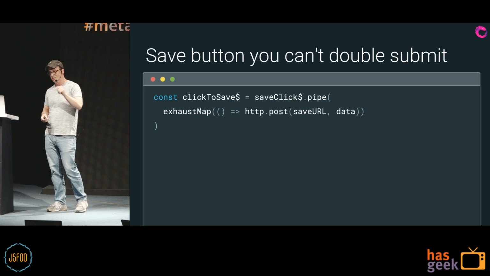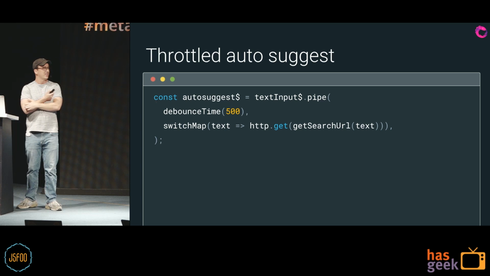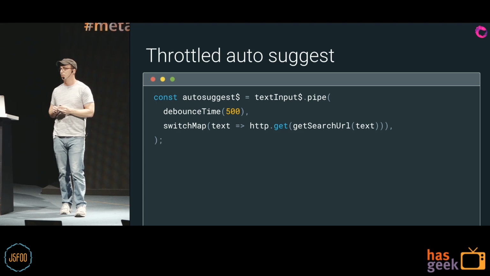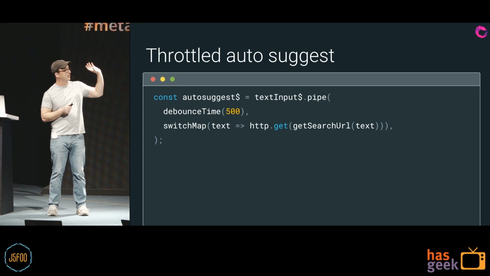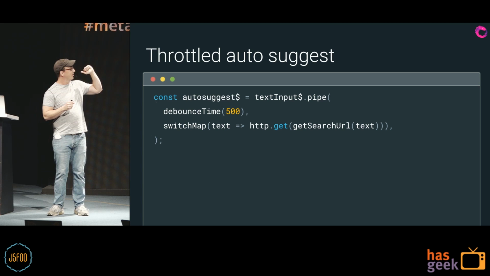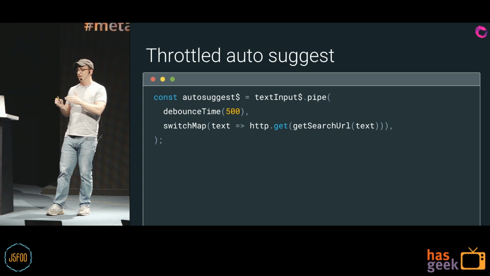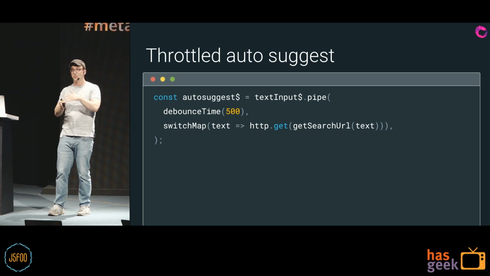So throttled auto suggest. This is another one that's called autocomplete or look ahead search or something like that. This is a kind of an idiomatic example in Rx. There's a lot of demos and tutorials that show this. But what you have is an observable of text inputs. So these are changes to like a text box on your screen. And we're saying we want to debounce those by 500 milliseconds, which means if someone changes it, then wait a full 500 milliseconds before you allow it to pass. If they change it again before that 500 milliseconds, drop the previous value, save the current value, wait a full 500 milliseconds before it gets through. So it's just a way of preventing you from spamming the server with requests.